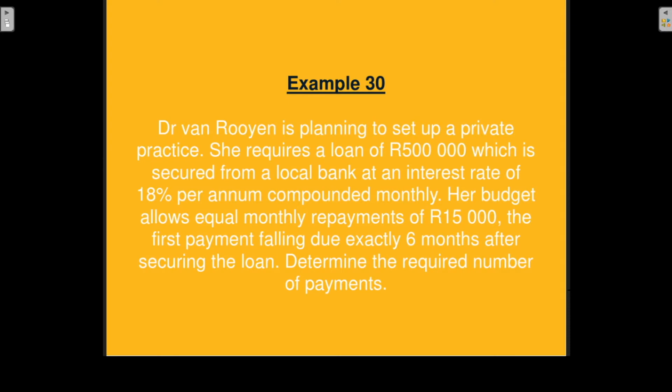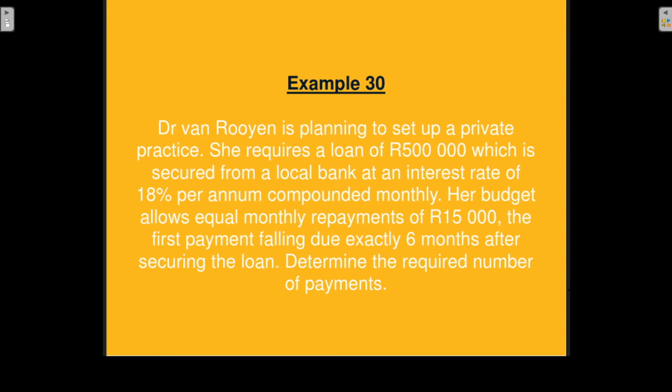Dr. van Rooyen is planning to set up a private practice. She requires a loan of 500,000 rands, which is secured from a local bank at an interest rate of 18% per annum compounded monthly. Her budget allows equal monthly repayments of 15,000 rands, the first payment falling due exactly 6 months after securing the loan. Determine the required number of payments.